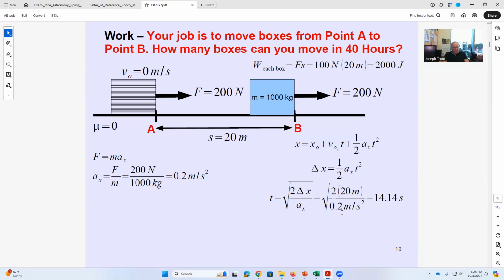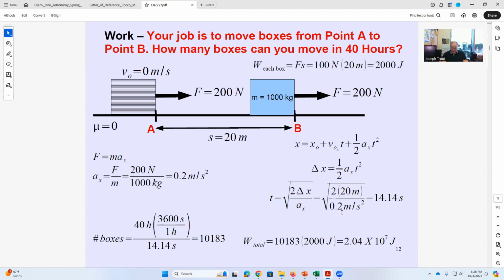Let's say we skip lunch and we don't count the time that it takes us to walk back and get another box. Then we have 40 hours, and we'll convert the hours into seconds and divide it by the time it takes us to drag one box across. And we get about 10,000 boxes. Let's say you get paid by how many boxes you move. So the first week, you're really happy. You've moved about 10,000 boxes and you have a big paycheck.